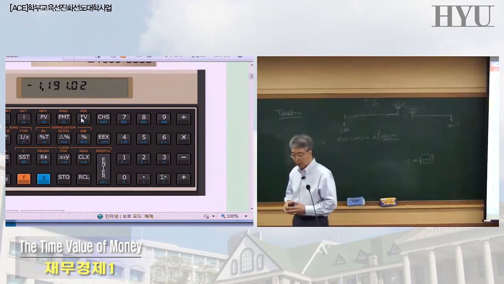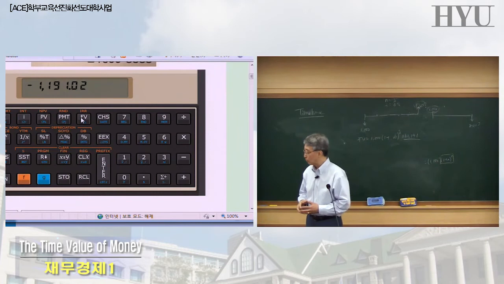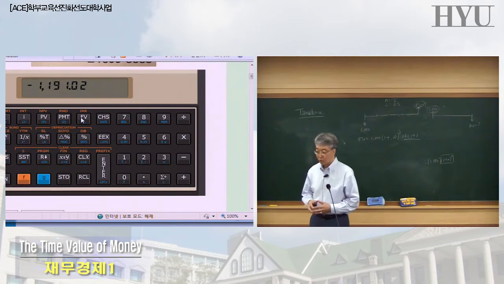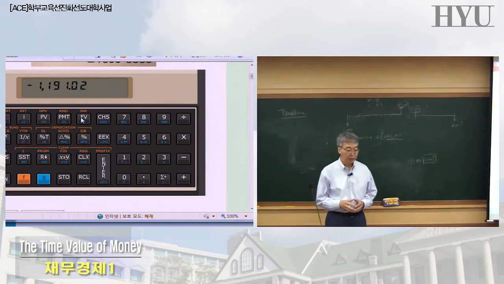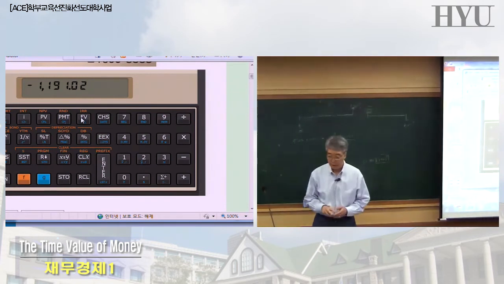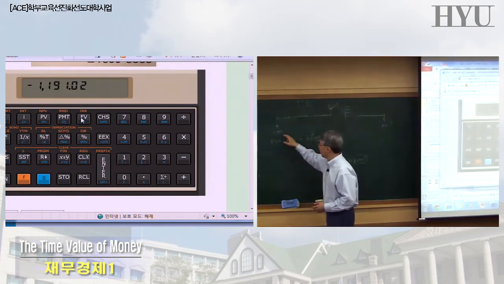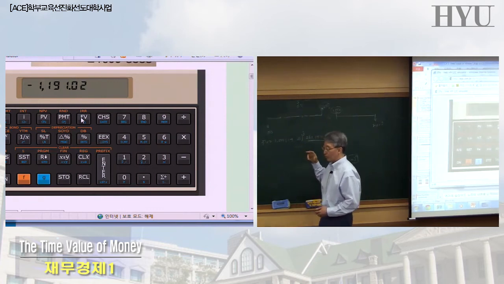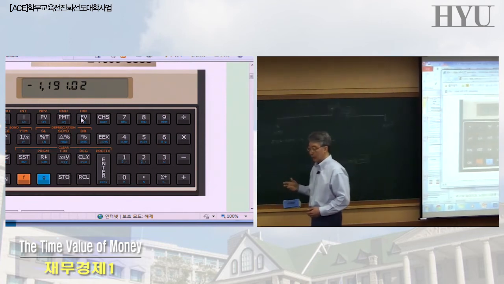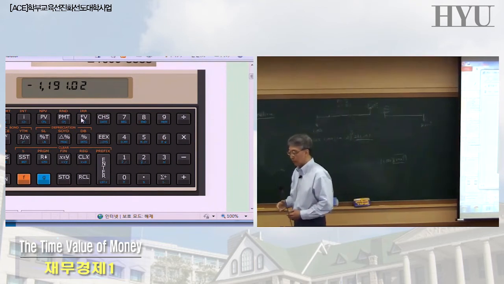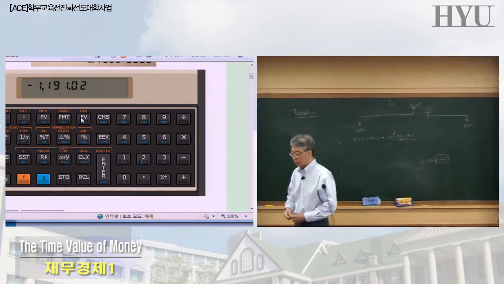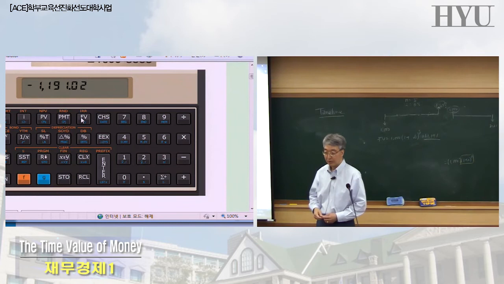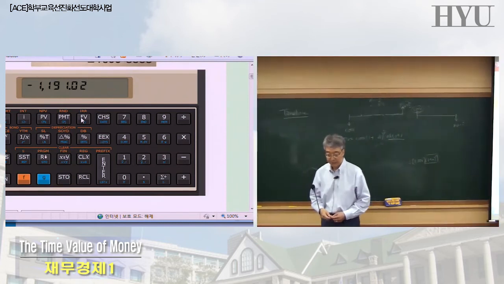When you use the table, the answer was 1,191, right? When you use the calculator, it's 1,191 and 2 cents. Again, it's a small amount of money, and only 3 years. It doesn't make much difference, right? But if you're dealing with a lot of money and longer periods, the difference is significant. So you should trust your calculator, not the table, okay?